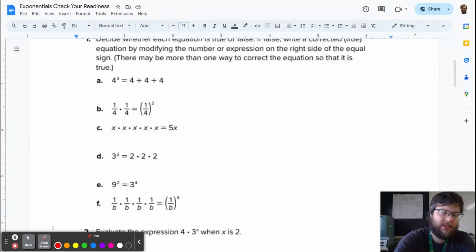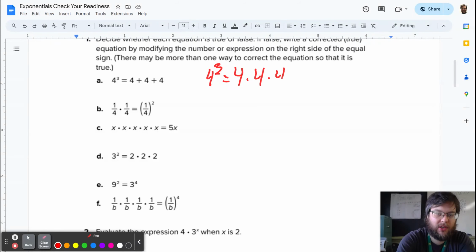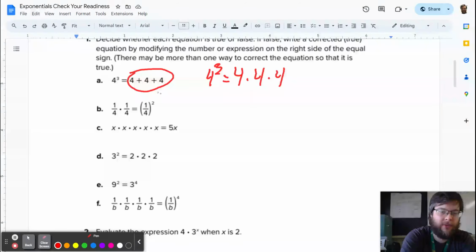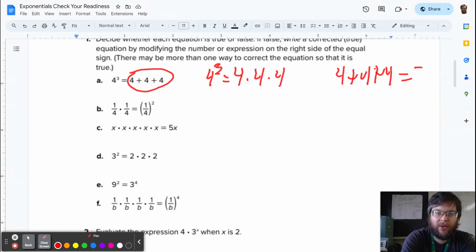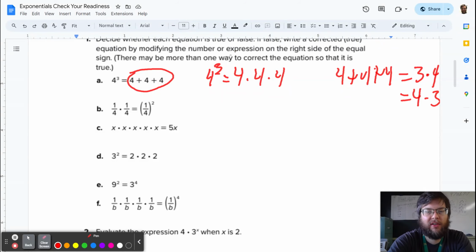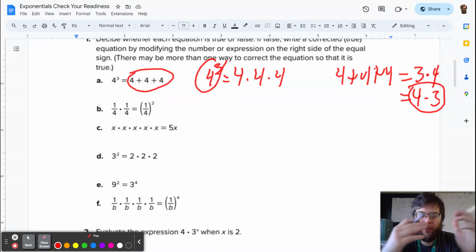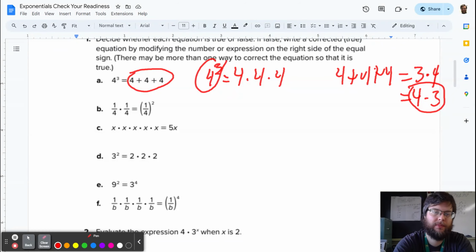Okay, so number one, this is a false statement right here. 4 to the third actually means that you're repeating the multiplication. If I did 4 plus 4 plus 4, that actually means I did 3 times 4, or equivalently, 4 times 3. I know that these look very similar because both of them are talking about 3 copies of 4. But when you write the 3 up in the exponent, you're saying 3 multiplications of 4. And when you write 3 times 4 down on the same line, you mean 3 additions of 4.